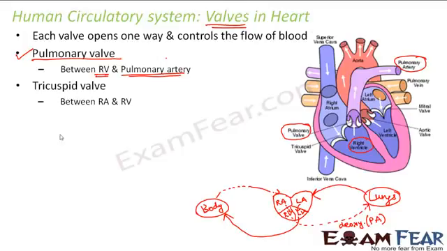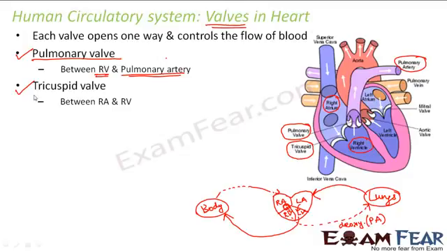Which is the next valve? It is the tricuspid valve, which is present between the right auricle and right ventricle. So here you see in this deoxygenated flow, the flow of blood also took place from the right auricle to the right ventricle. So here also there should be a valve present. So between the right auricle and the right ventricle, this is the right auricle, this is the right ventricle. In between them, this valve is present, which is called the tricuspid valve.